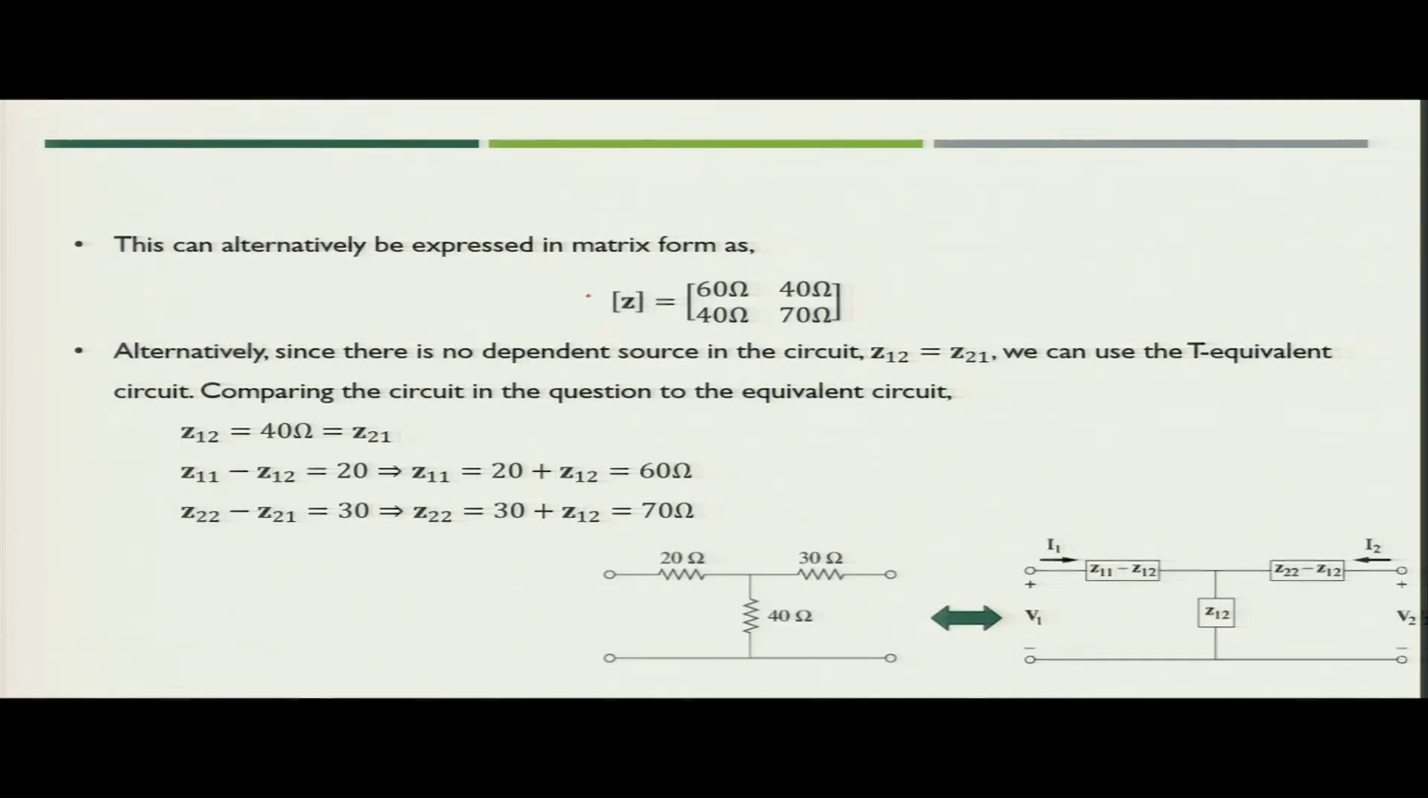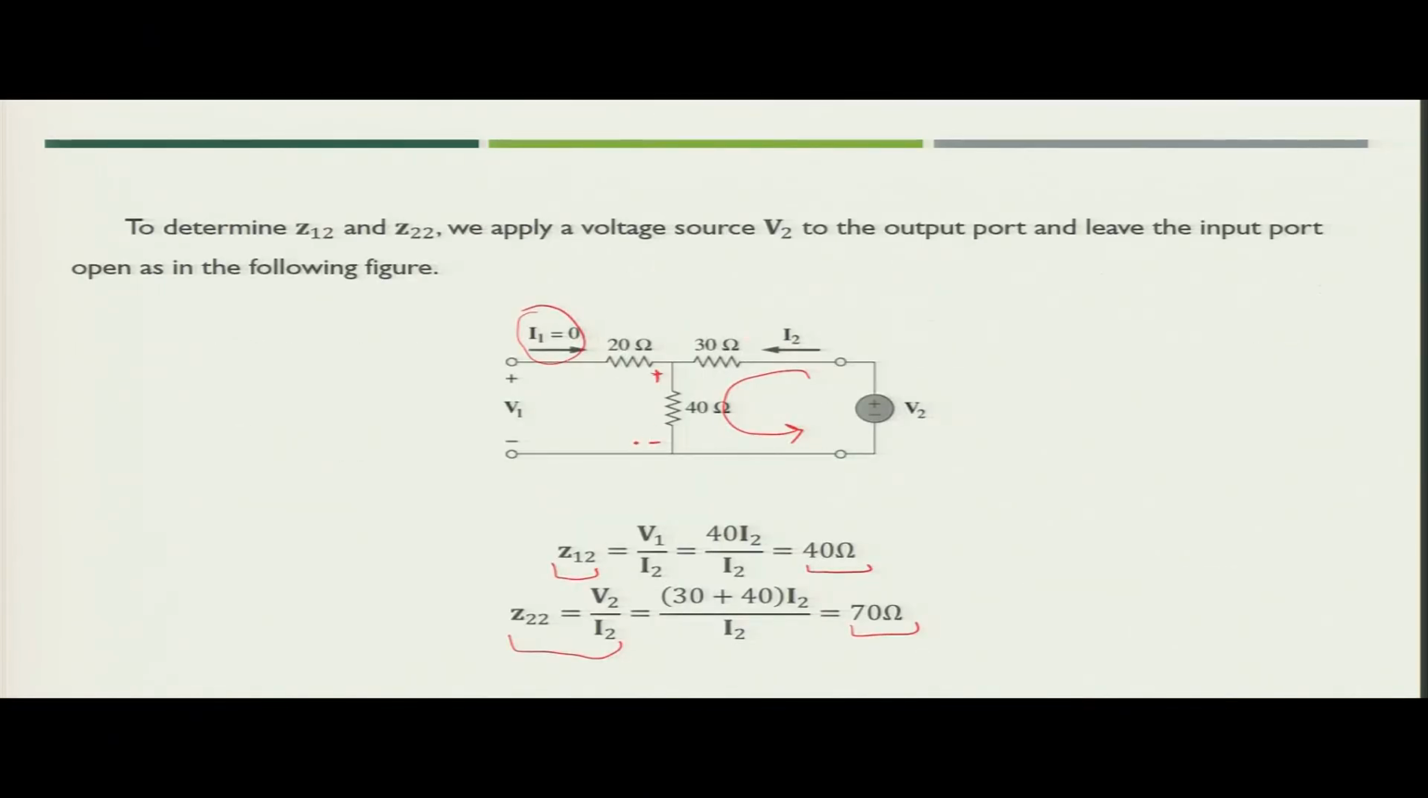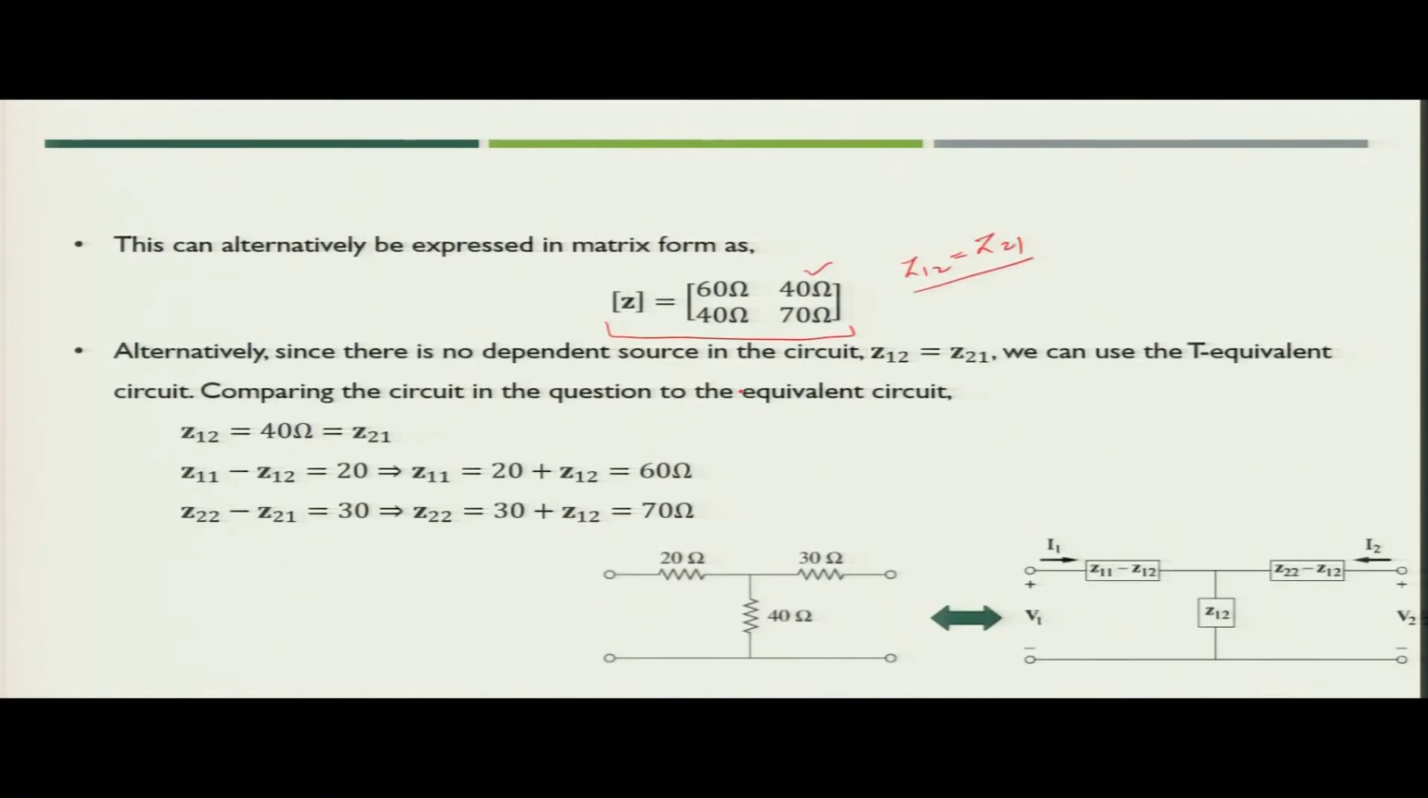Now you can compile the Z matrix, which is nothing but Z11 as 60 ohm, Z12 as 40 ohm, Z21 again as 40 ohm, and Z22 as 70 ohm. Now, if you see this particular matrix, you will see that Z12 is equal to Z21. What does it mean? It means that you can represent this circuit as T equivalent. Anyway, this circuit itself is represented as T equivalent.